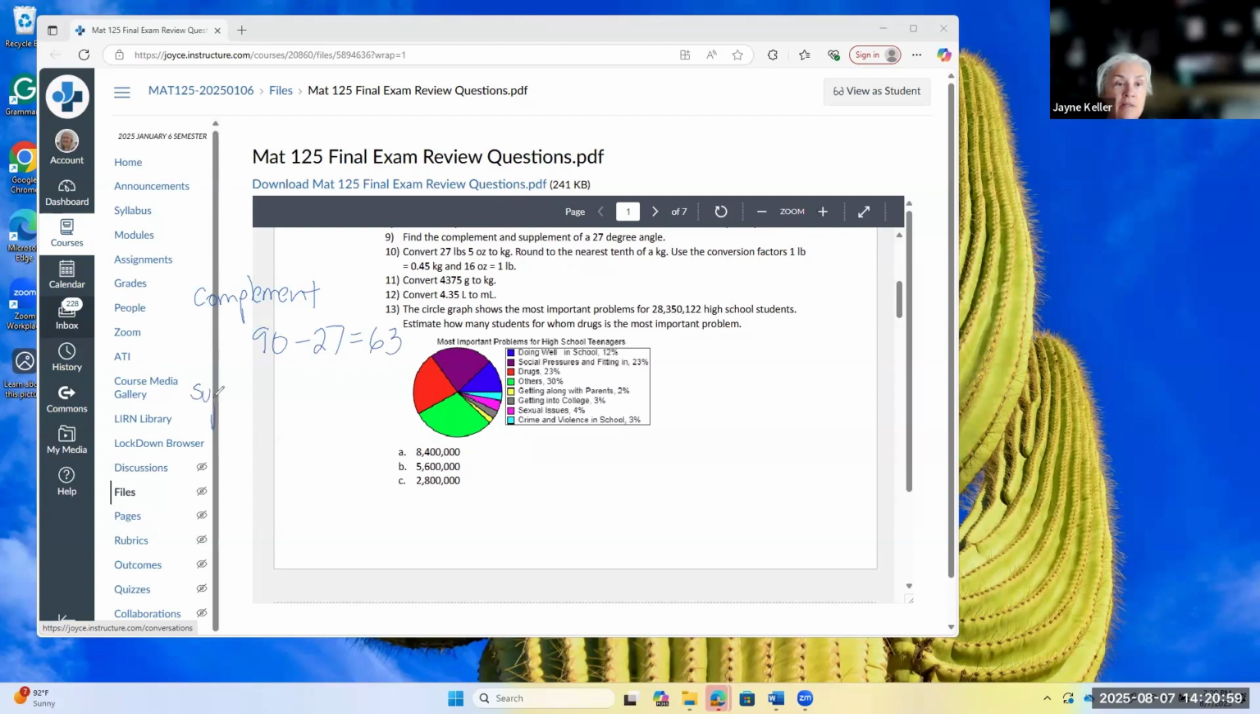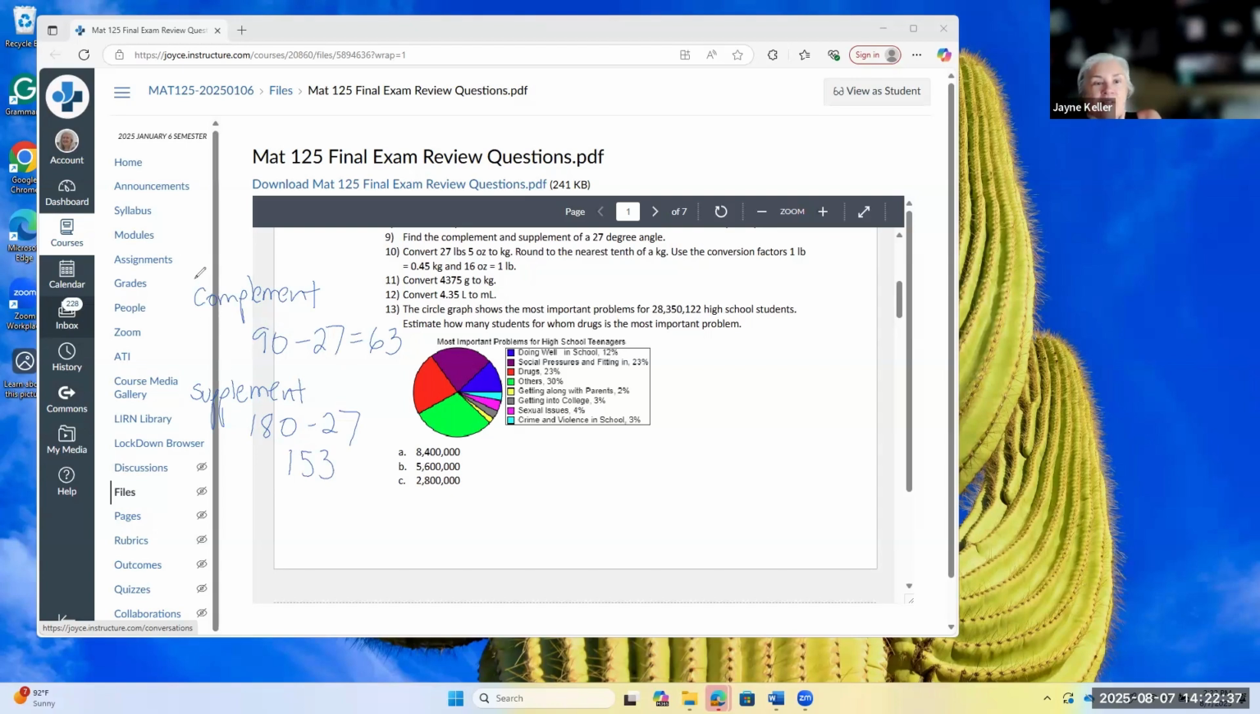For the supplement, remember, supplementary angles add up to 180. So I'm going to do 180 minus 27. So supplements add up to 180. So we've got 180 minus 27. So that's going to be 153.